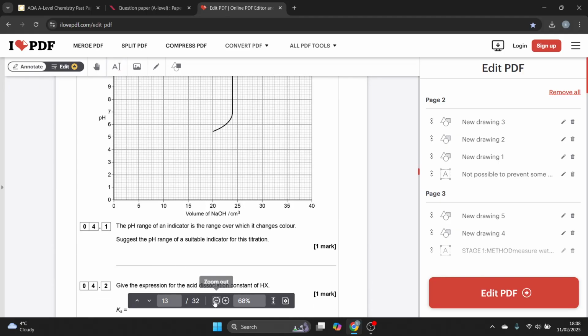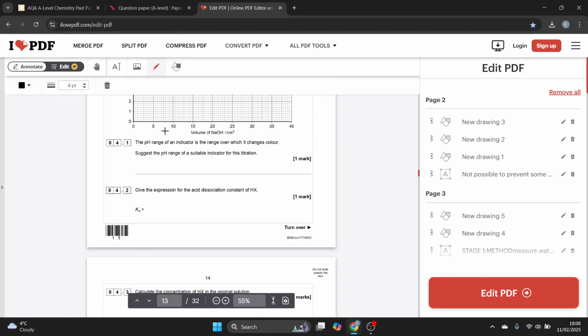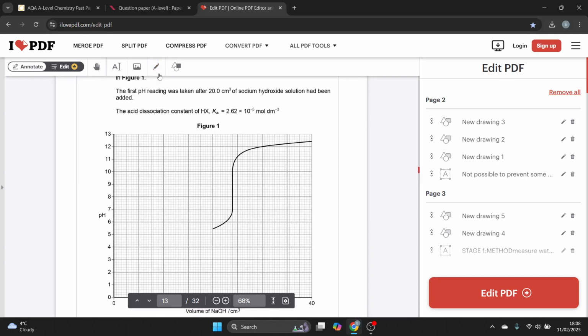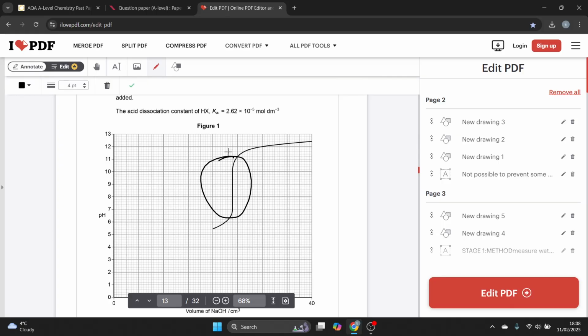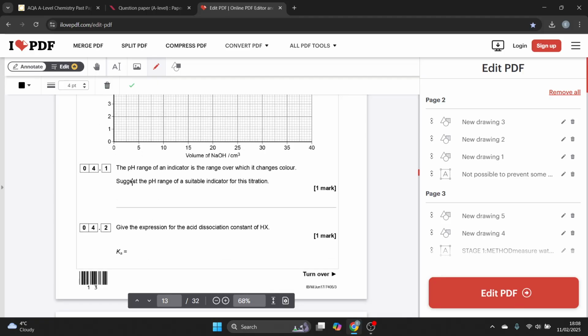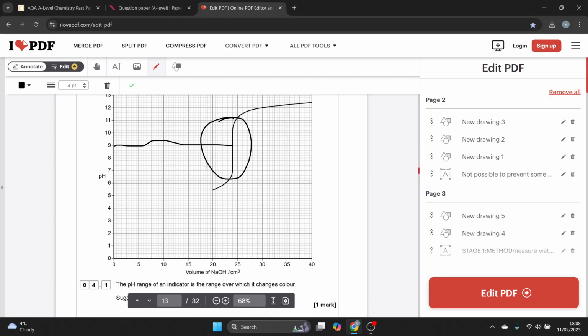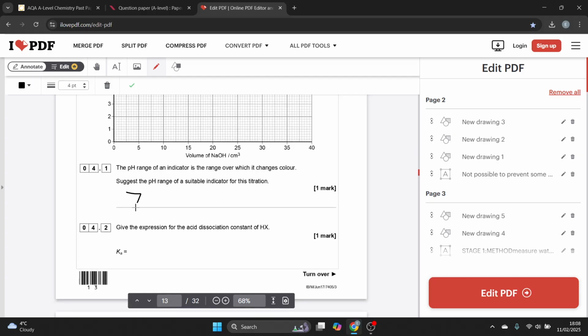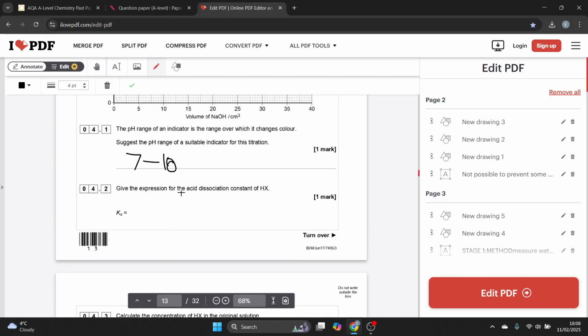Question 4 says suggest a pH range of a suitable indicator for this titration. So for the pH range, I go look at here, right? Halfway, somewhere around about 9. Suggest a pH range, I'd say, because it's a range, anything really between this part, so 7 to 10. 7 to 10.